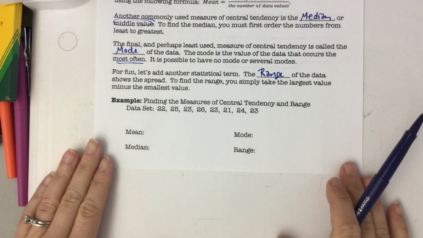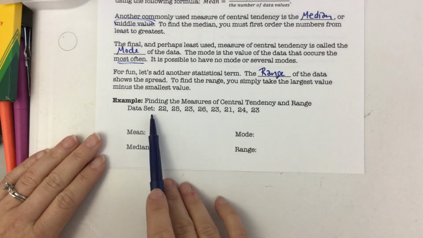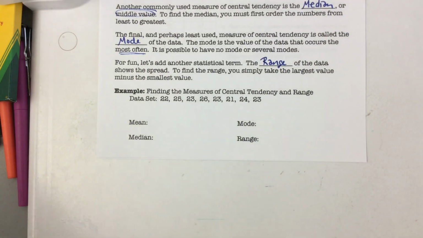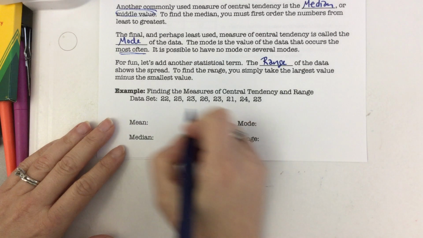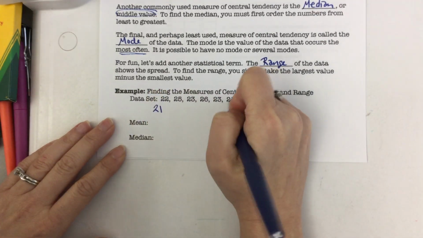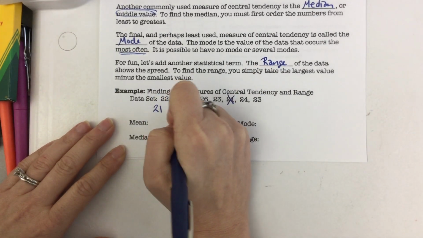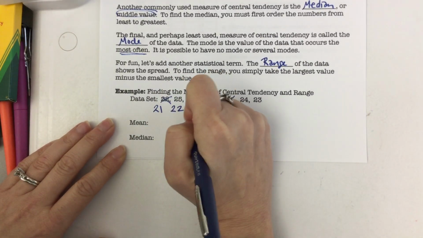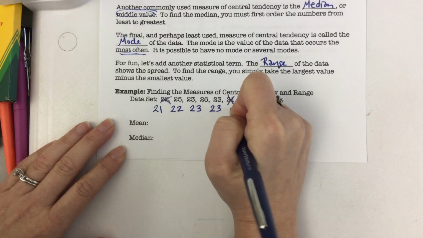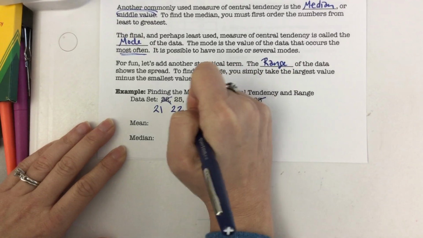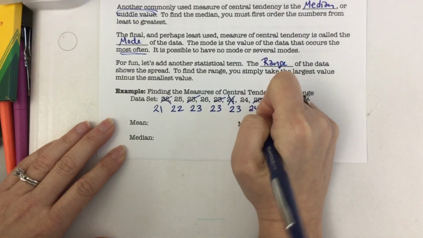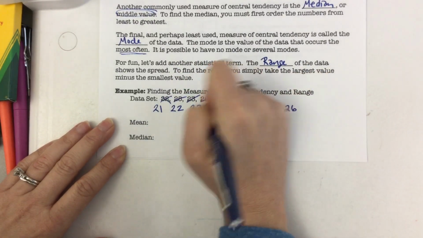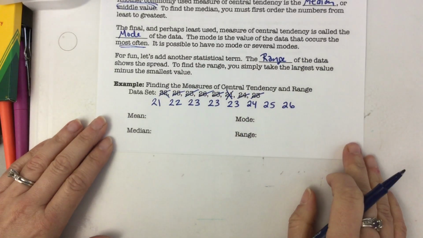So here is a basic example. If you are trying to find the measures of central tendency, step 1, you always have to put the numbers in numerical order. So 21 would come first, 22 second, then 23, 23, 23. Then I have a 24, then a 25 and a 26. So step 1, all of the numbers go in order.